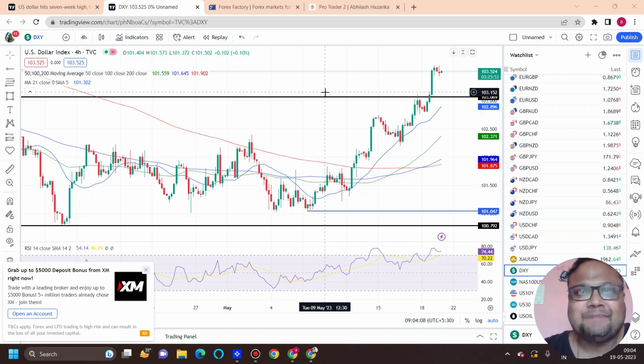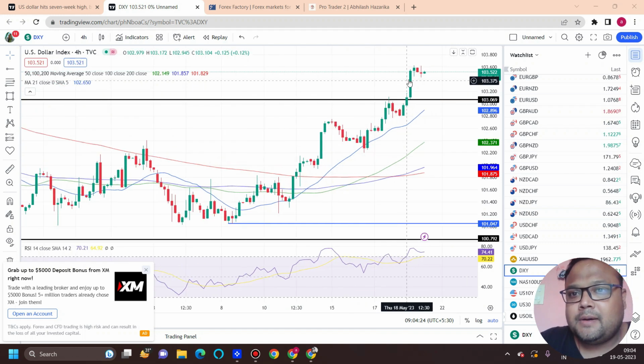So let's get started. My dear friends, yesterday we got a big move on the chart of dollar DXY, and as a result we saw heavy selling on the chart of Euro USD, gold and others. As you can see, the dollar made a massive green candle, and DXY made a high of almost 103.61. Right now the dollar is under consolidation, or you can also say retracement.